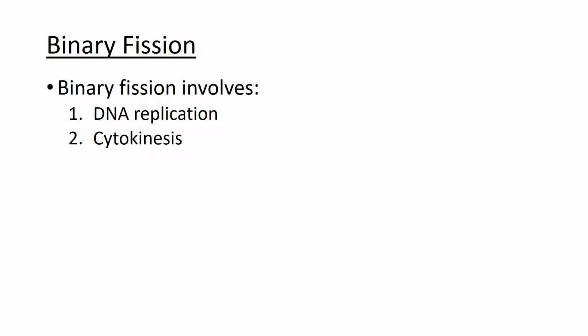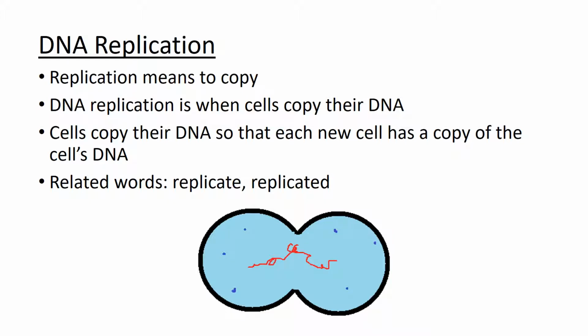Binary fission involves DNA replication, copying the DNA, and cytokinesis. Cytokinesis is just when the cell splits in half. Replication means to copy. So DNA replication is when cells copy their DNA. And cells copy their DNA so that each new cell has a copy of the DNA. Living things need DNA. So if the cell were to not copy its DNA and it were to split in half and one of those cells didn't have any DNA, it wouldn't be alive. So living things require DNA. So in order to split in half, to engage in binary fission or any other form of cellular division, the DNA has to be copied or replicated.